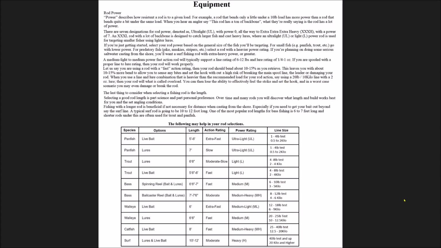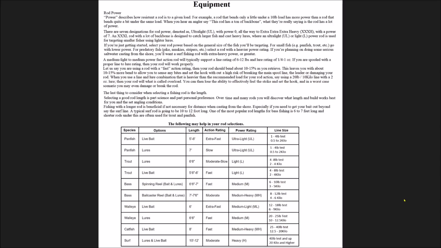An extra, extra heavy rod with a lot of backbone is designed to catch larger fish and cast heavy lures, whereas an ultralight or light power rod is used for targeting smaller fish using lighter lures. If you're just getting started, select your rod power based on the general size of the fish you'll be targeting. For small fish, panfish, etc., go with the lower power.